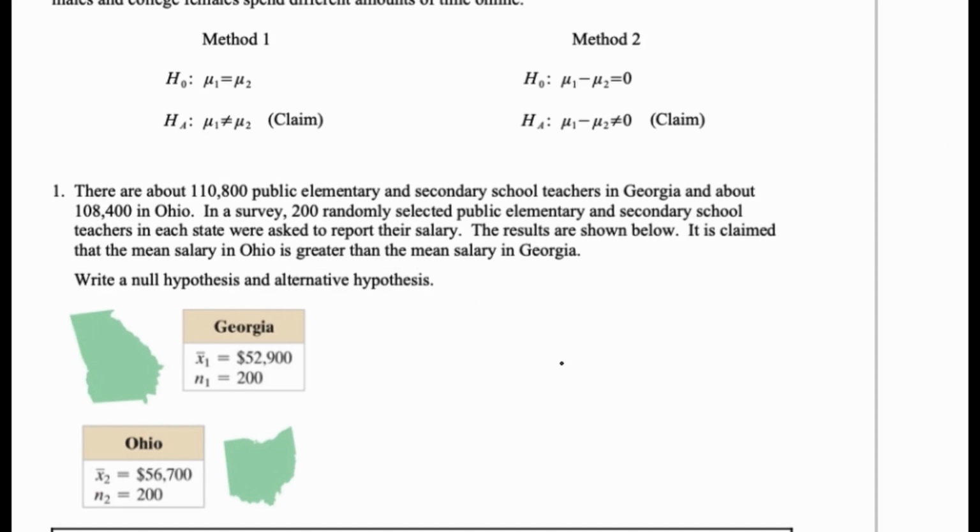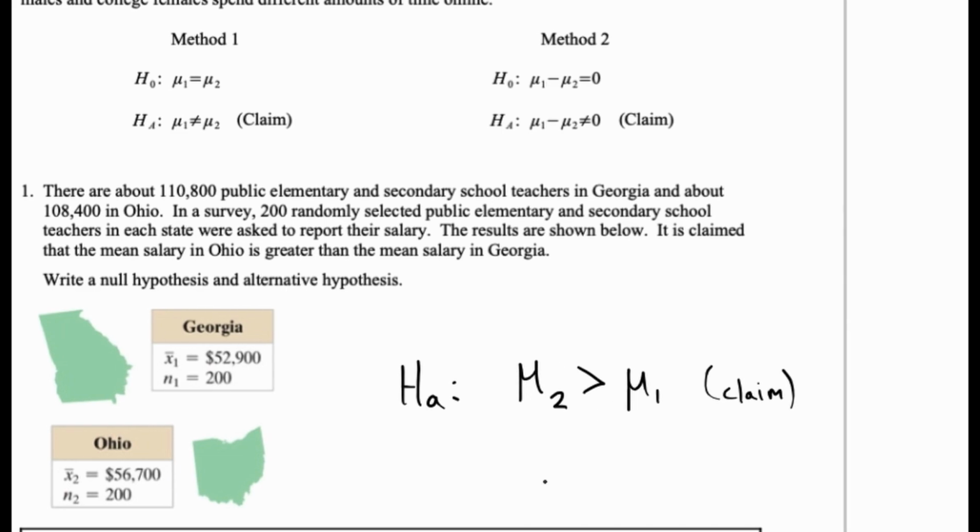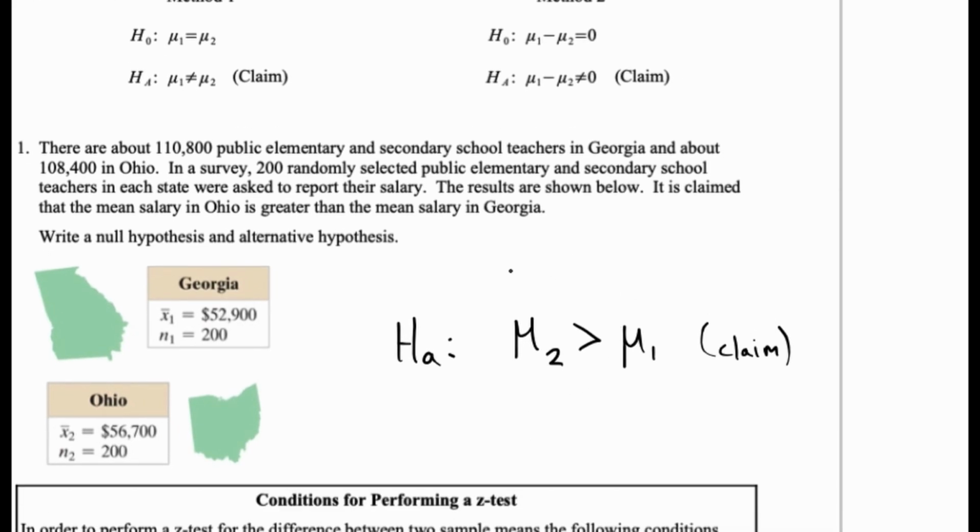One way to say that would be that you believe the mean of Ohio is greater than the mean of Georgia. Now, these are the population means I make my hypothesis about. And then that's going to be the claim. It is going to be HA because it doesn't involve equals. And then we would do the opposite for H0.